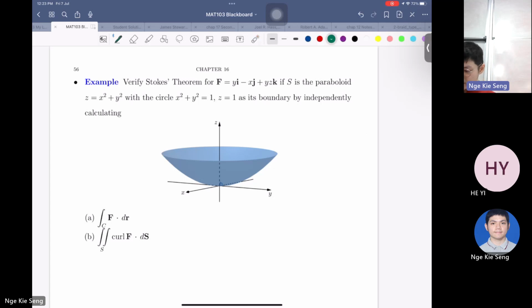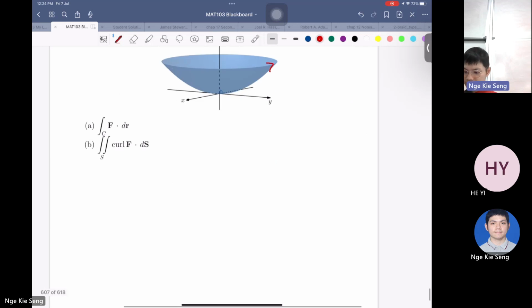I already drew this paraboloid for you, and there's a boundary here, x squared plus y squared equals 1. So let's compute these two values here.